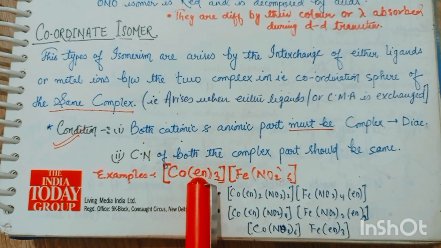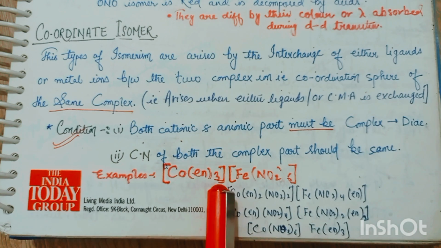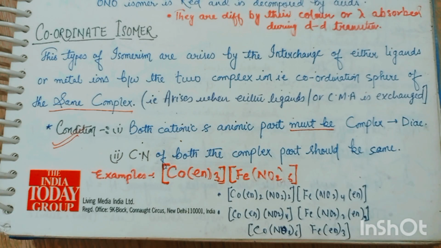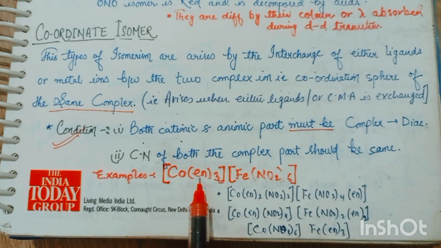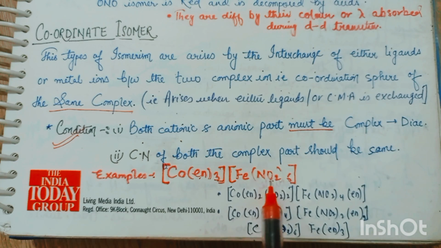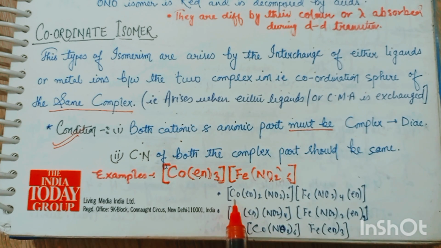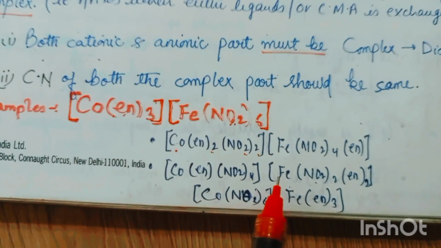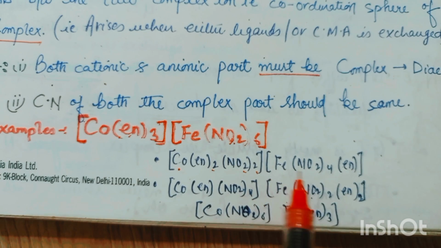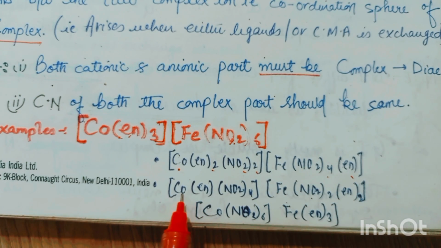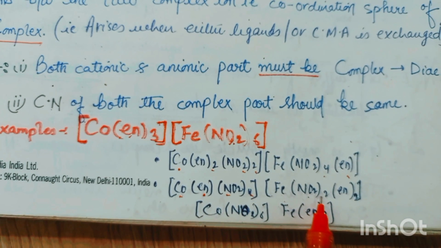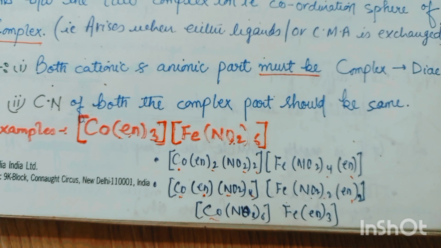Here you can see en, ethane-1,2-diamine, is a bidentate ligand. As a result, its coordination number is 6, not 3. Okay, here the coordination number is 6. What we are doing, dear student, we are exchanging the ligand. One en comes to this side, as a result 2 NO2 go to this side. You can see [Co(en)2(NO2)2]. Okay, take the example more closely so that you can understand. And [Fe(NO2)4(en)]. Now take only one en here, [Co(en)(NO2)4][Fe(NO2)2(en)2], and this is the last example. These can be the possibilities of making these isomers.